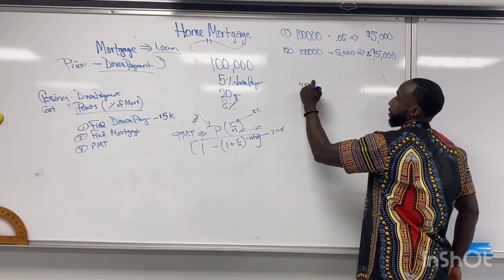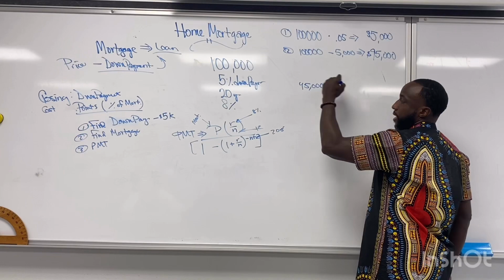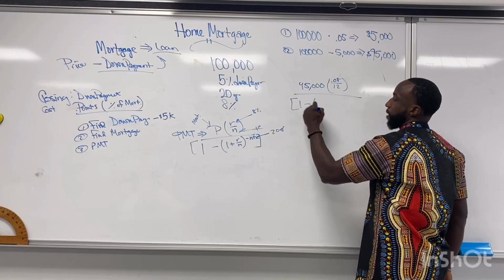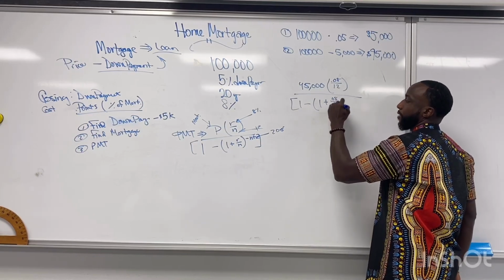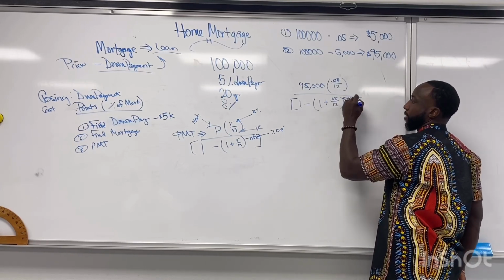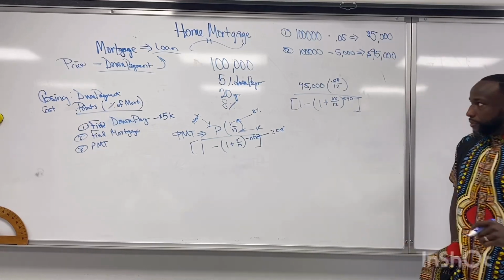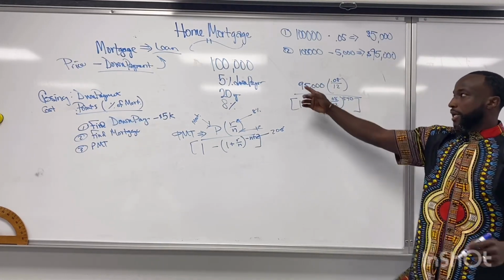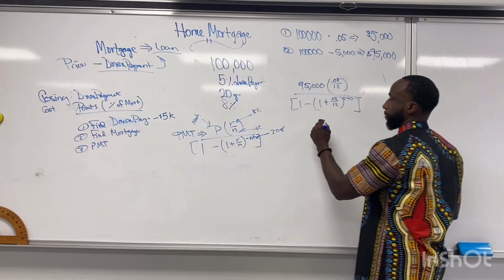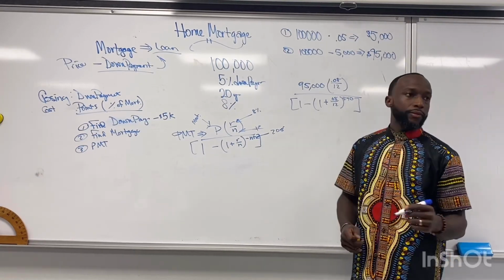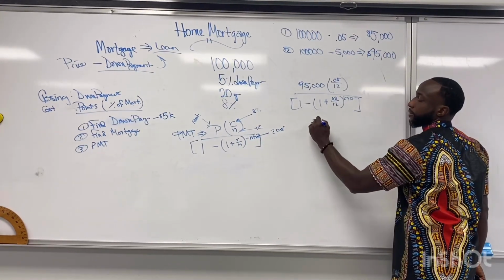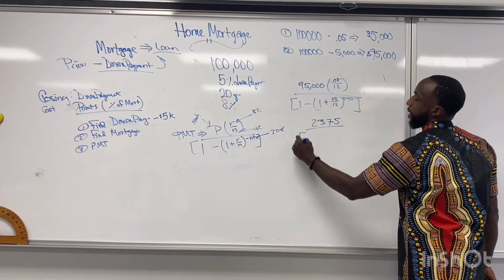It's going to be 95,000 times 0.08 over 12, all over 1 minus 1 plus 0.08 over 12 to the 12 times 20, negative 240 power. All right. So let's calculate the top first. 95,000 times 0.08 over 12. That's 2,375. All right, and then let's do the bottom.